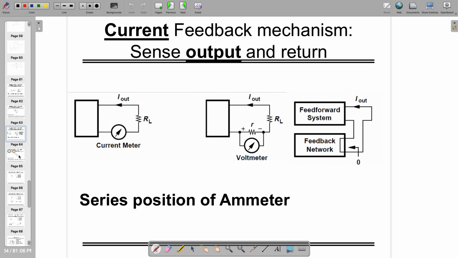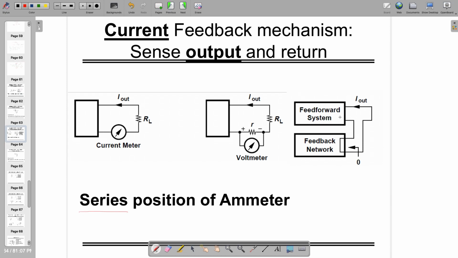Now moving to the next part: if you are interested in the current feedback mechanism, then as you understand, it has to be in series position. If the output is I out and you want to measure the current, you need to keep the element in series. So between the feedforward and feedback network, you are going to keep this feedback network in series position.